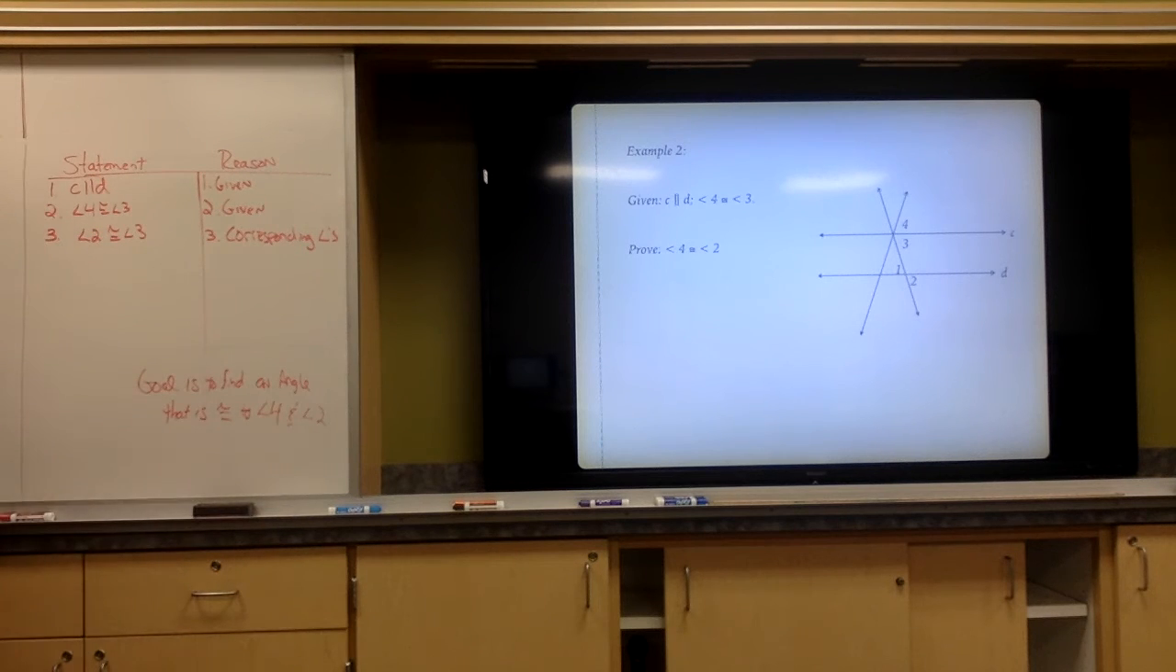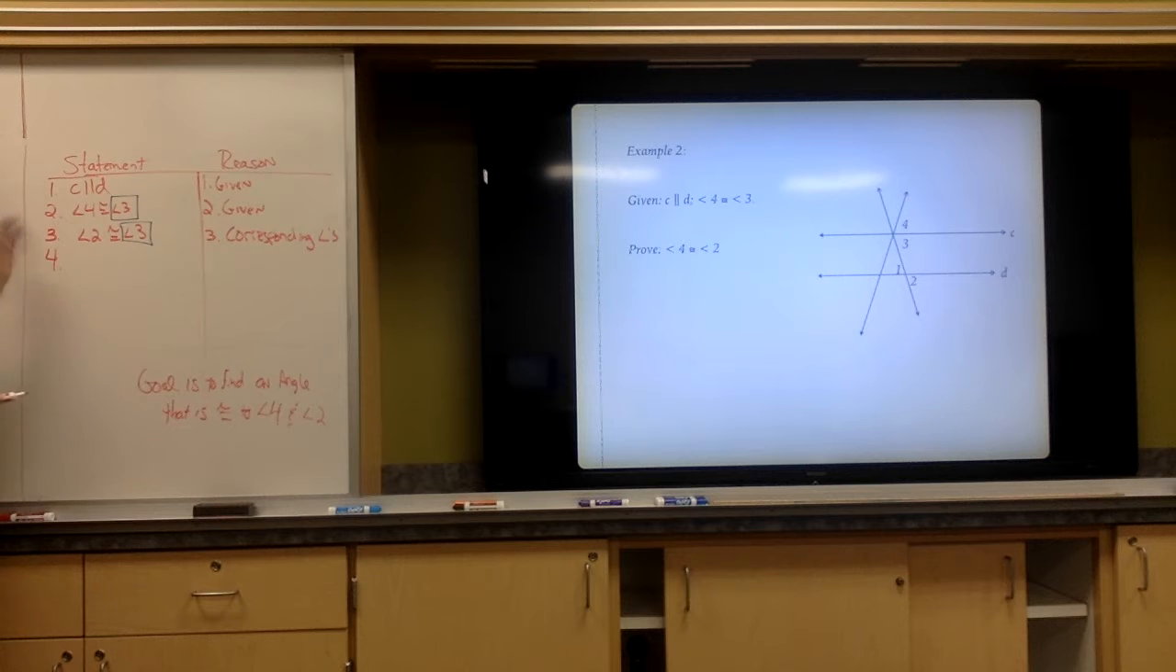Okay. Now take a look at what we have. I'm going to make this in blue again. 4 and 2 have angle 3 in common. So once again, if angle 3 is 50 degrees, so is angle 4. Angle 3 is 50 degrees, so is angle 2. They're both the same measurement, right?